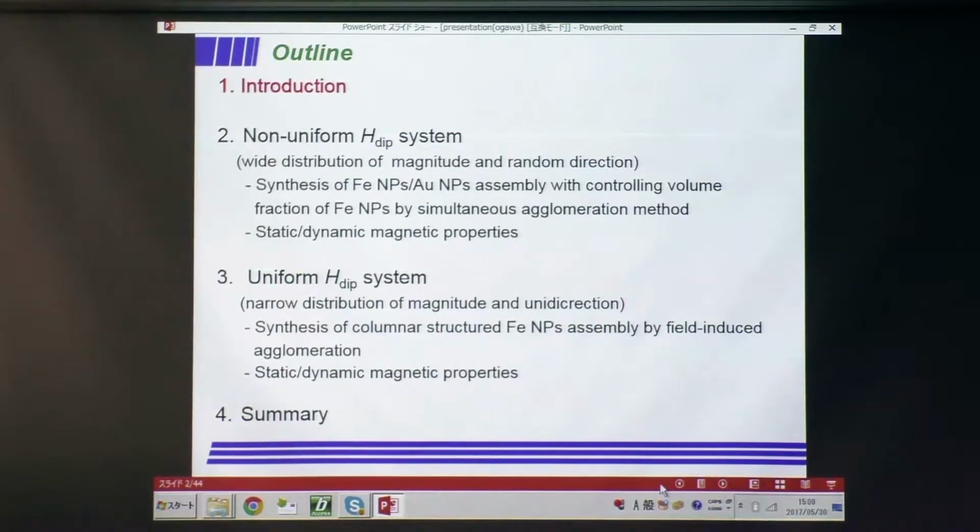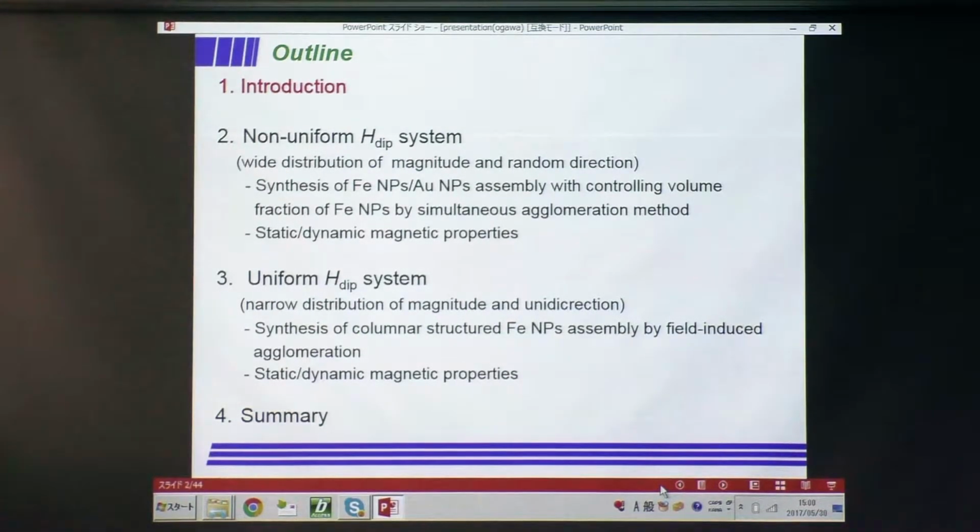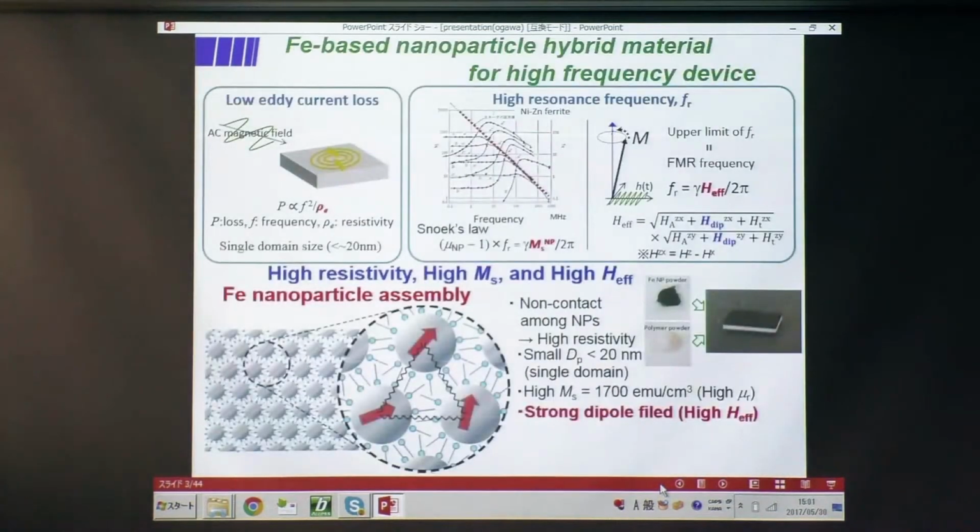The other one is a uniform dipole system. This is for the narrow distribution of magnitude and unidirection of dipole interaction field. That means the columnar structure iron nanoparticle assembly. And finally, I will summarize my talk.